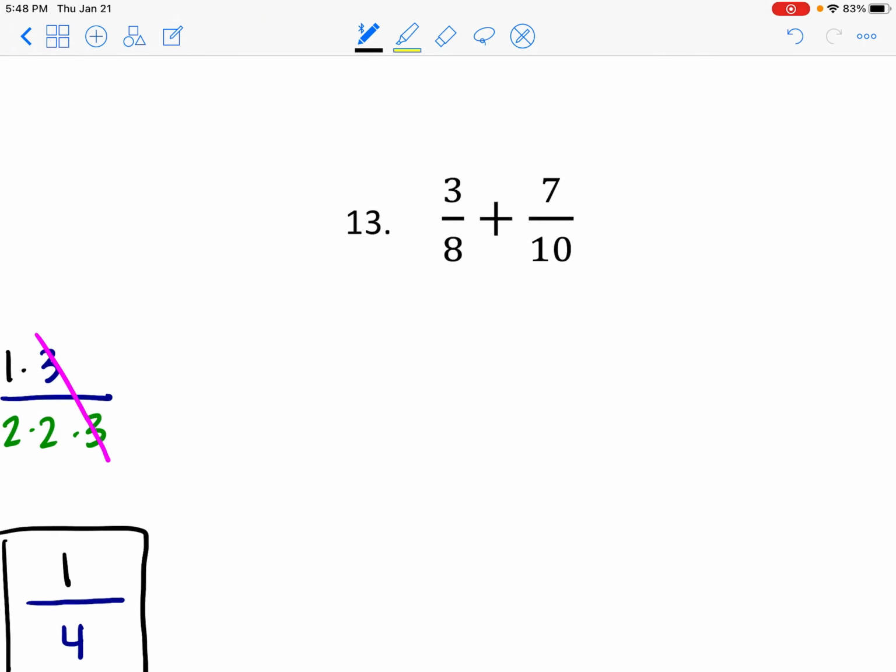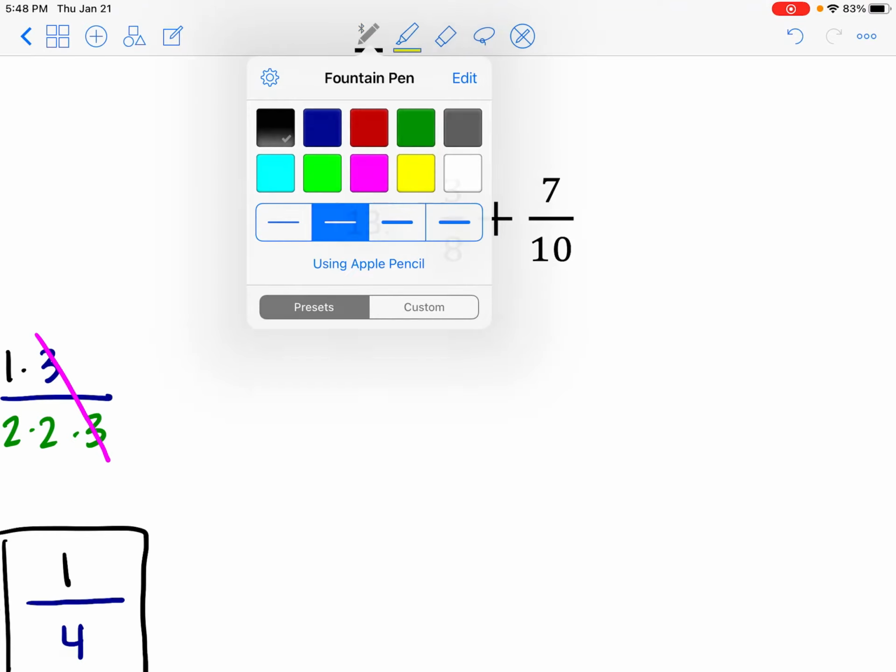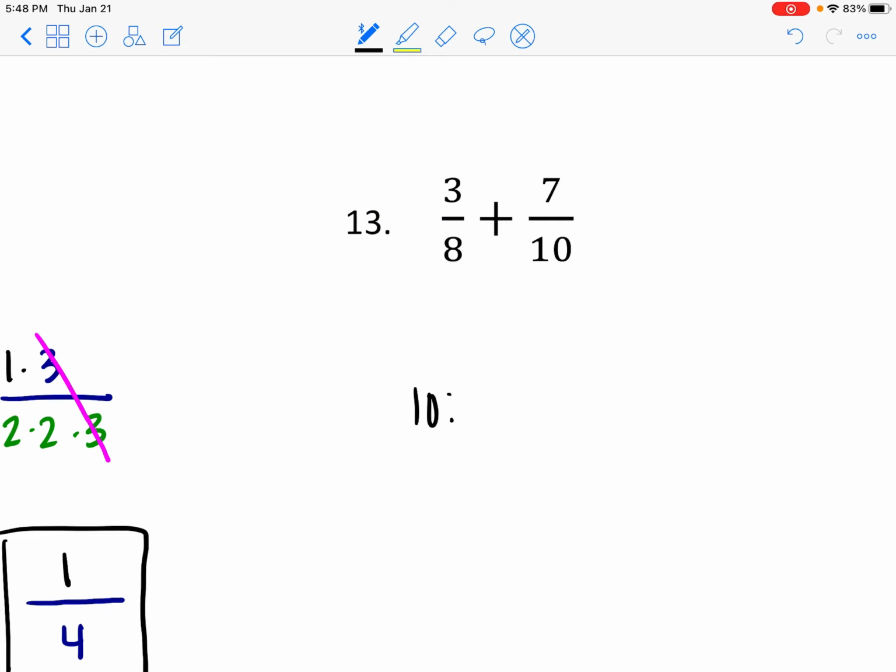So 3/8 plus 7/10. We need a common multiple for 8 and 10. What I like to do is start with my bigger number, like 10, and just start listing out the multiples until I find one that I know 8 goes into. So 10 times 1, or 2, or 3, or 4, and then I would stop, right? That number is divisible by 8. So if I made my list of multiples of 8, that's going to be the first one that those two lists have in common. So 40 is going to be my common multiple.